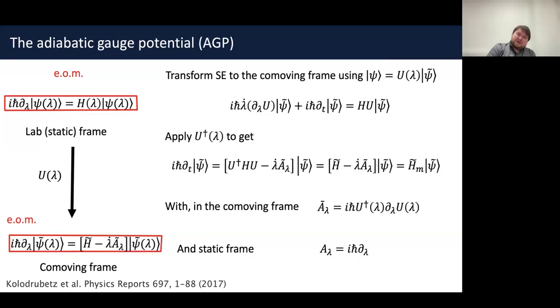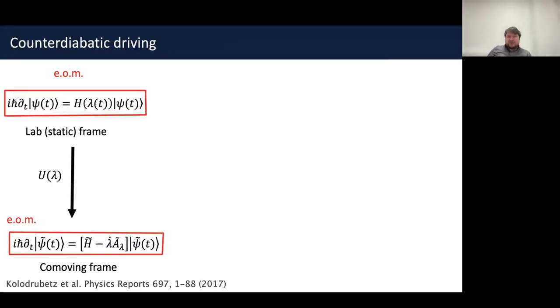Okay, so many of you might have, or some of you might have seen the adiabatic gauge potential before, especially in the context of counter-diabatic driving. But we'll quickly introduce that. Counter-diabatic driving in this sense from the AGP, sorry, the adiabatic gauge potential, I'll probably do that quite a lot. I'll slip up and say AGP instead.